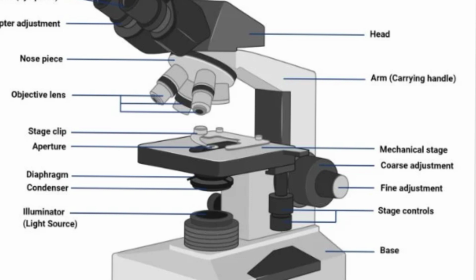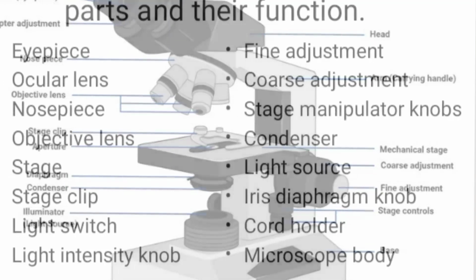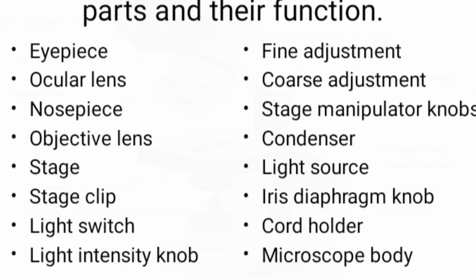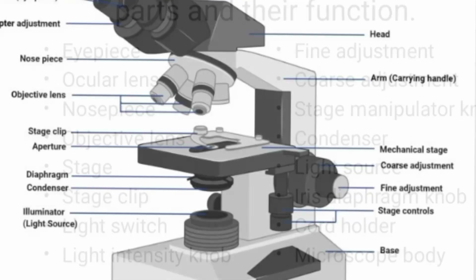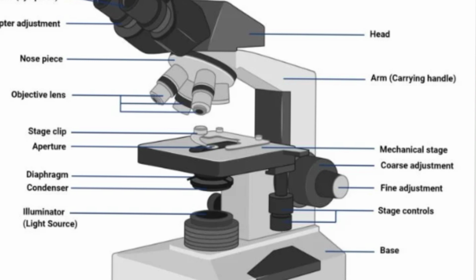Stage manipulator knobs. Location: located near the stage. The function of the stage manipulator knobs is to control the movement of the stage in the X and Y direction. They allow for precise positioning of the specimen under the objective lens for observation.